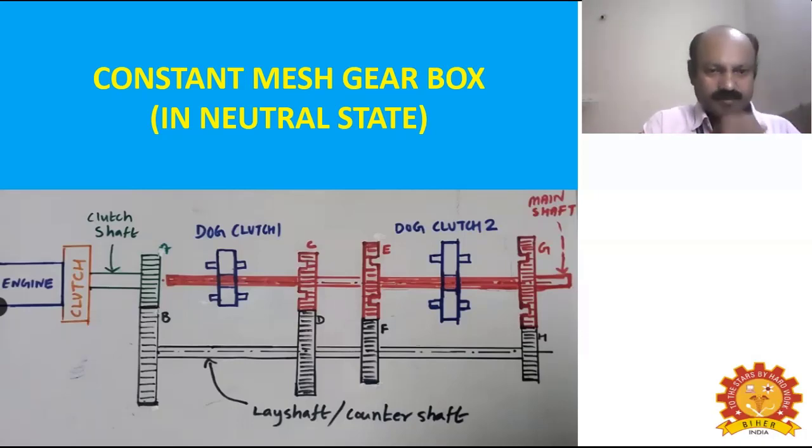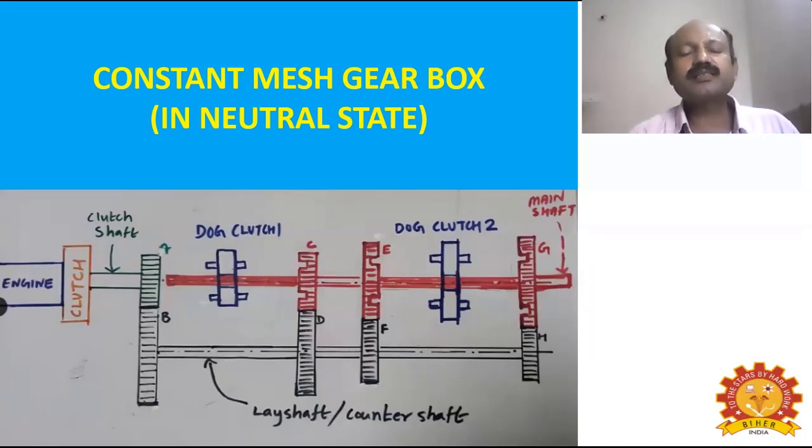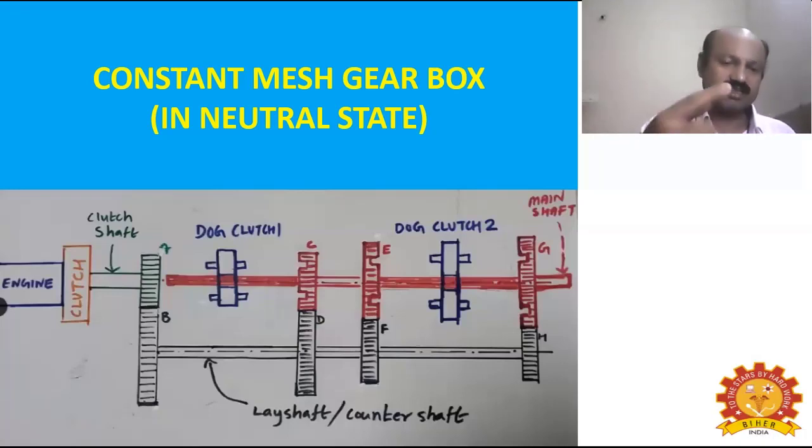Similar for second speed, for third gear speed, dog clutch 1 has to move to the right side to get engaged with the gear available, main shaft gear C. Then at whatever speed main shaft gear C is rotating, with that dog clutch 1 will also rotate and the main shaft also will rotate. Okay.